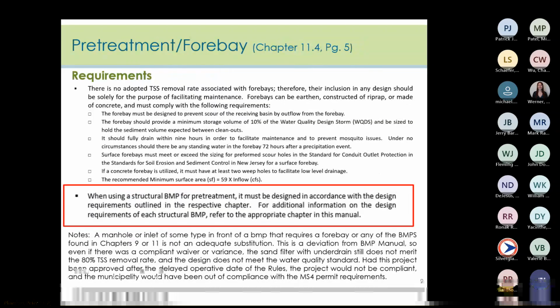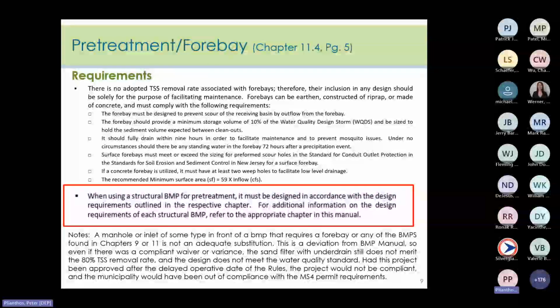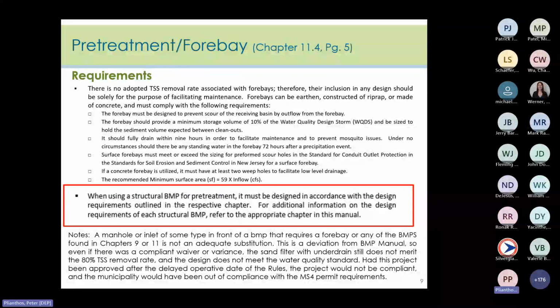The BMP manual and the department's website are listed as the technical guidance sources under the rules. Chapter 11.4 of the BMP manual is the sand filters with underdrain chapter. The word pretreatment appears about 10 times in that chapter. Shown here, near the top, is text from page 5 of chapter 11.4 regarding forebays. Previously, this information was found on page 4 of the 2014 version of the sand filter chapter.